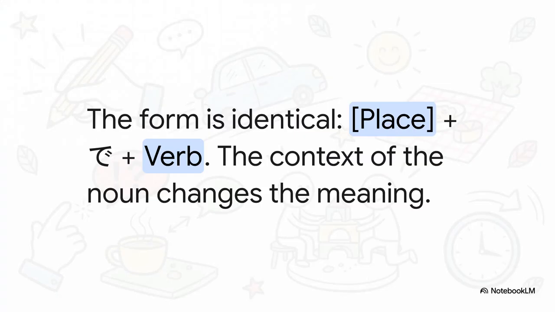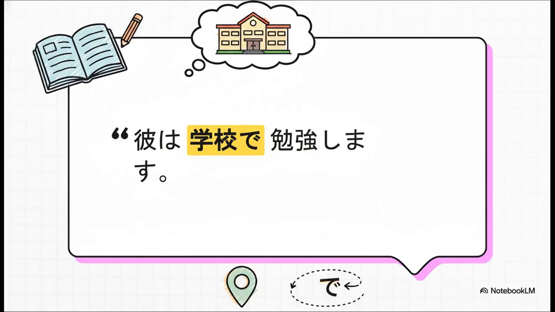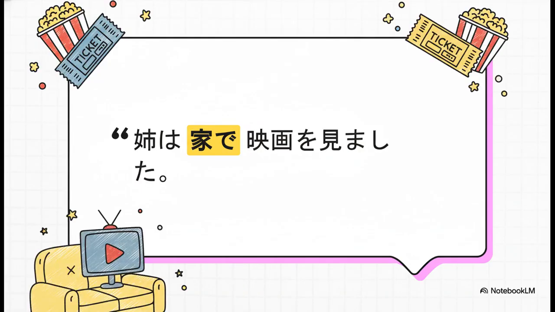And take a look at the structure. It's identical to the first use we just talked about. The only thing that changes its meaning is the context, the kind of noun that comes before it. You state the place, you follow it with de, and then you add the verb that's happening there. Right here, the action is studies, benkyou shimasu. The particle de tells us the location of that action. Gakkou de, at school.